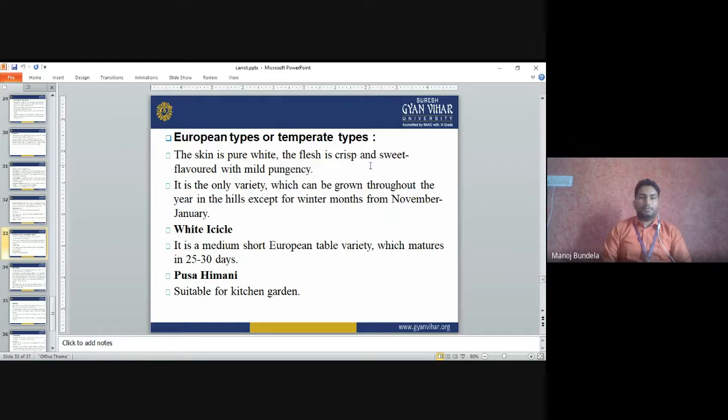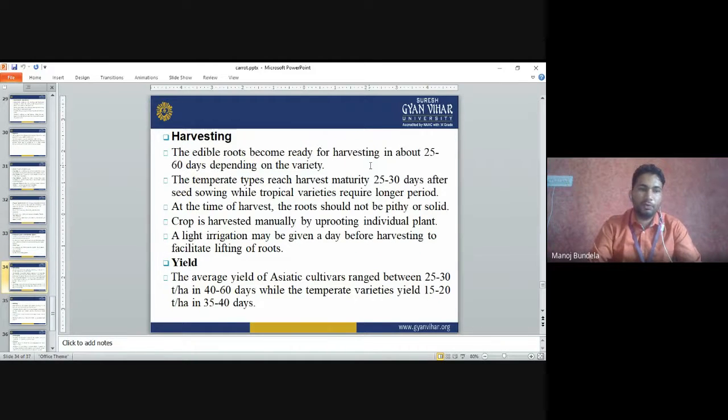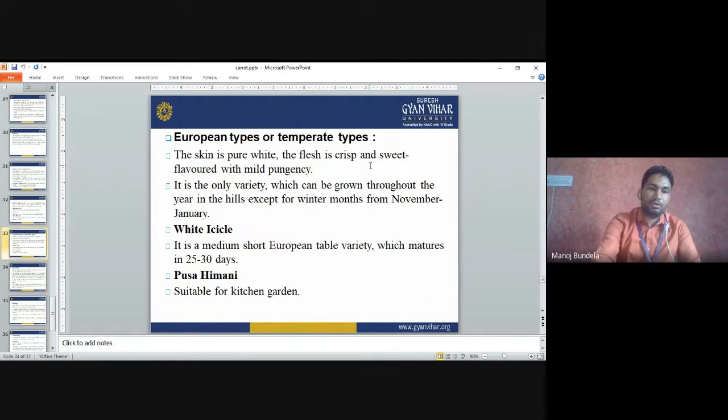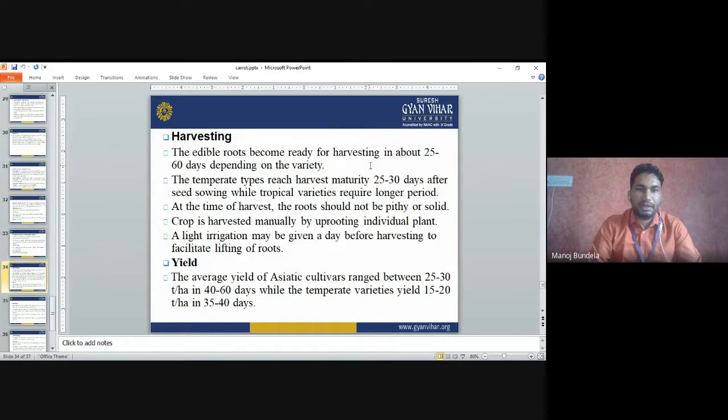White Icicle is a medium short European table variety which matures in 25 to 30 days. Pusa Himani is suitable for kitchen gardening. In home gardening we can use the Pusa Himani. Harvesting. The edible roots become ready for harvesting in about 25 to 60 days depending on the variety.